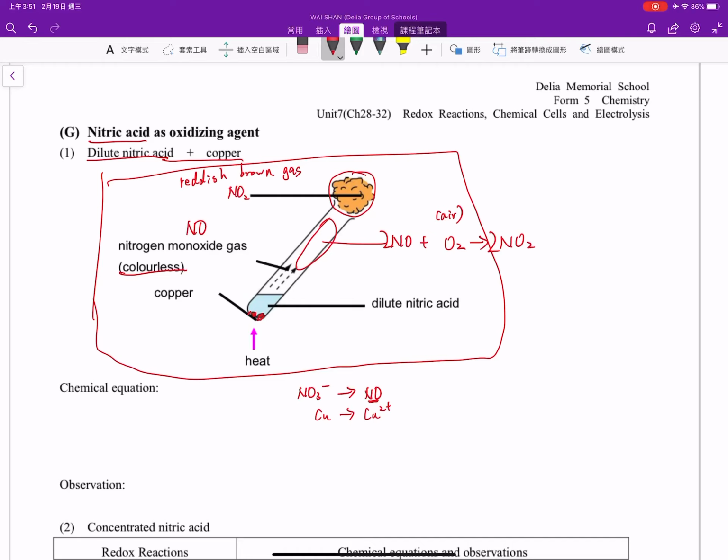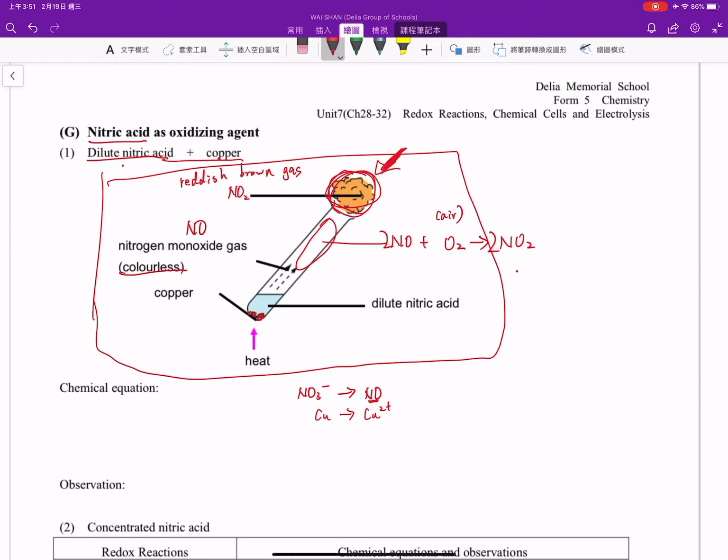A very interesting experiment, and I have attached one of the videos for you, but the person recorded it with very bad skill because they didn't show this gas in the video. In fact, we can actually see the reddish brown gas at the mouth of the test tube. Okay, so this is the reaction between dilute nitric acid and copper.